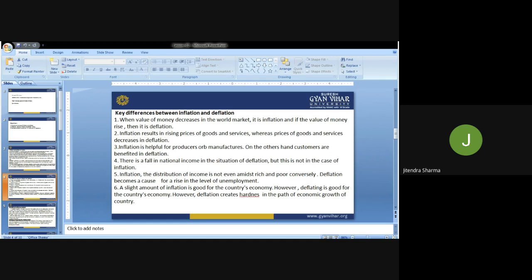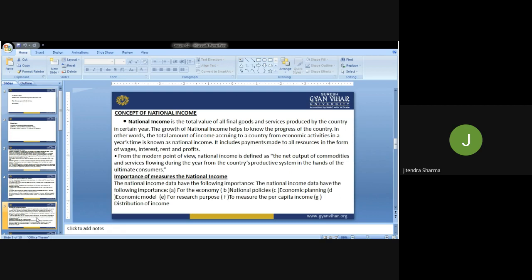Deflation is not good for the country's economy. Deflation creates hardness in the path of the economic growth of the country. So these are the few differences that we have discussed between inflation and deflation, and what their impacts are. We have also differentiated the impact of inflation and deflation in the country, in the state, and in society as a whole. So now the third thing we would like to discuss is the concept of national income.